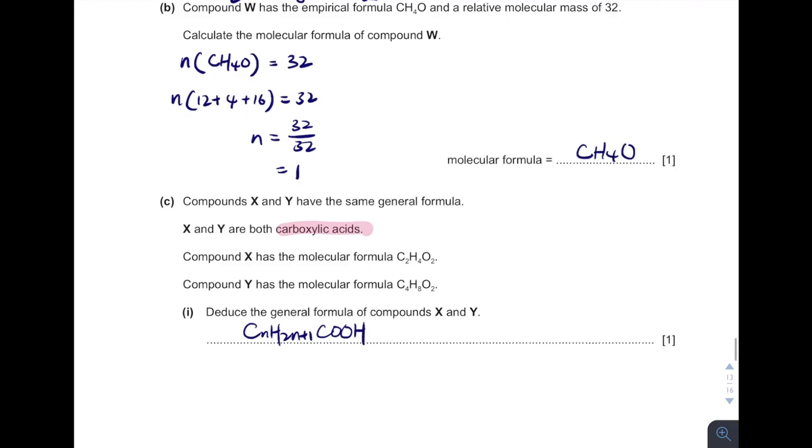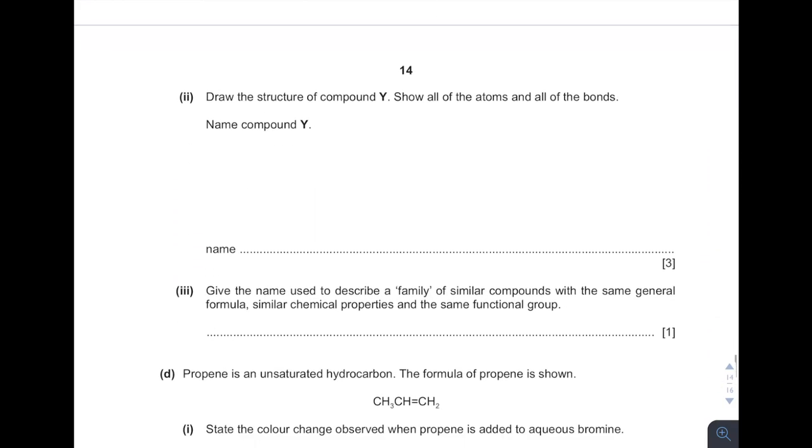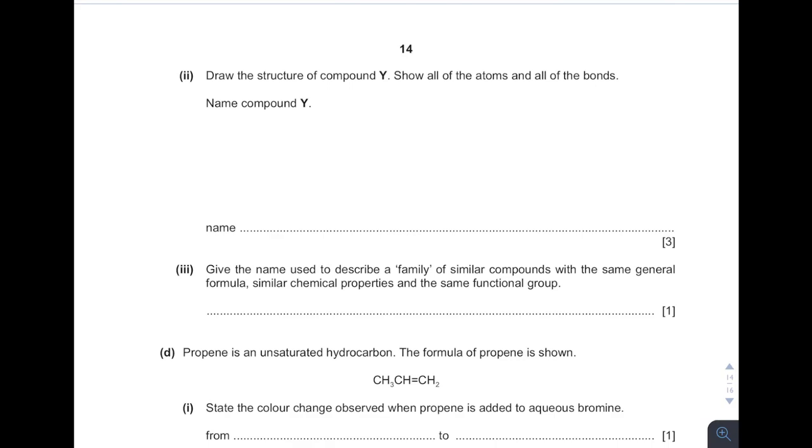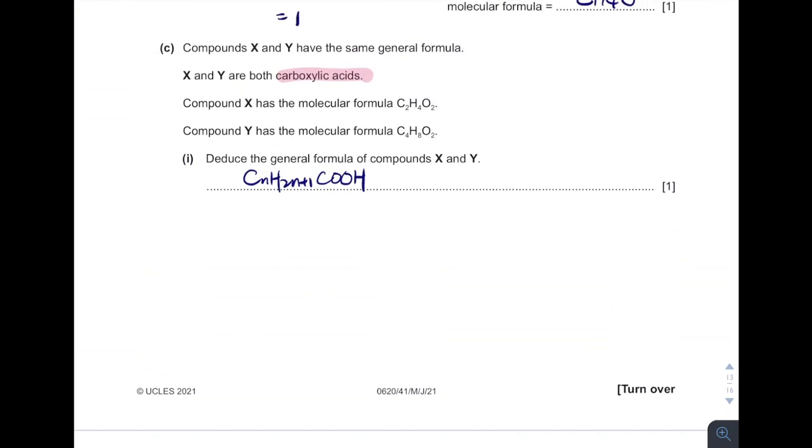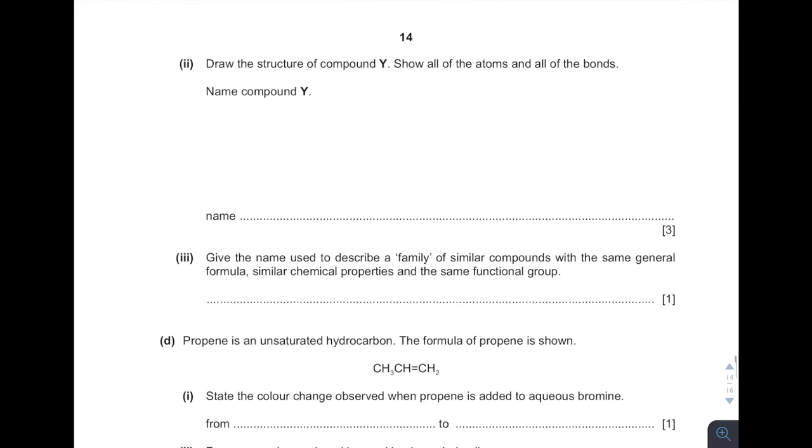Alright, then draw the structure of compound Y. Show all the atoms. If you refer back to compound Y, there are a total of how many carbons? 4 carbons, isn't it? And what is it called again? Remember, an acid with 4 carbons is called butanoic acid. So how do you draw it? COOH and then 3 more carbons. So this is how it looks like.